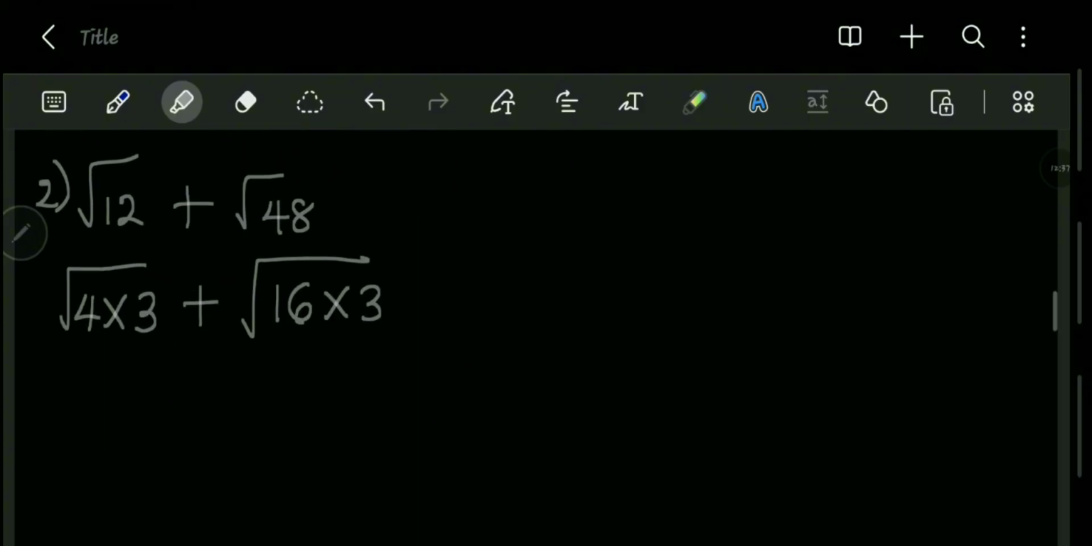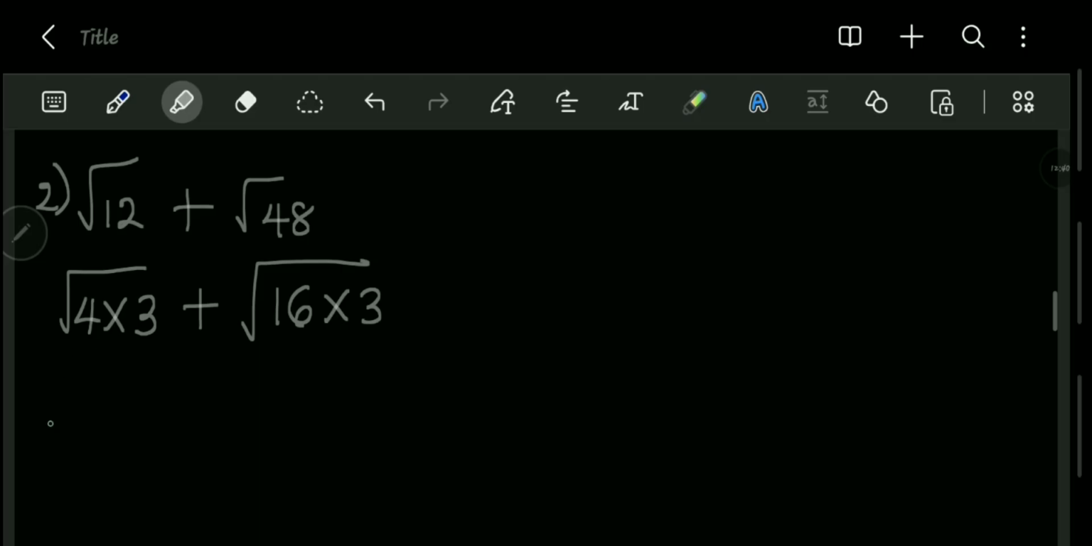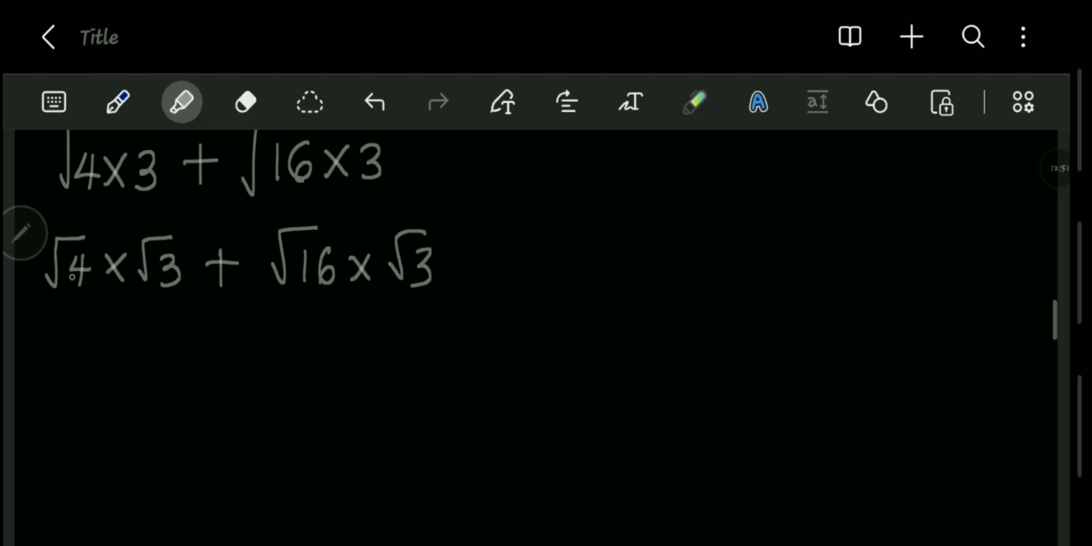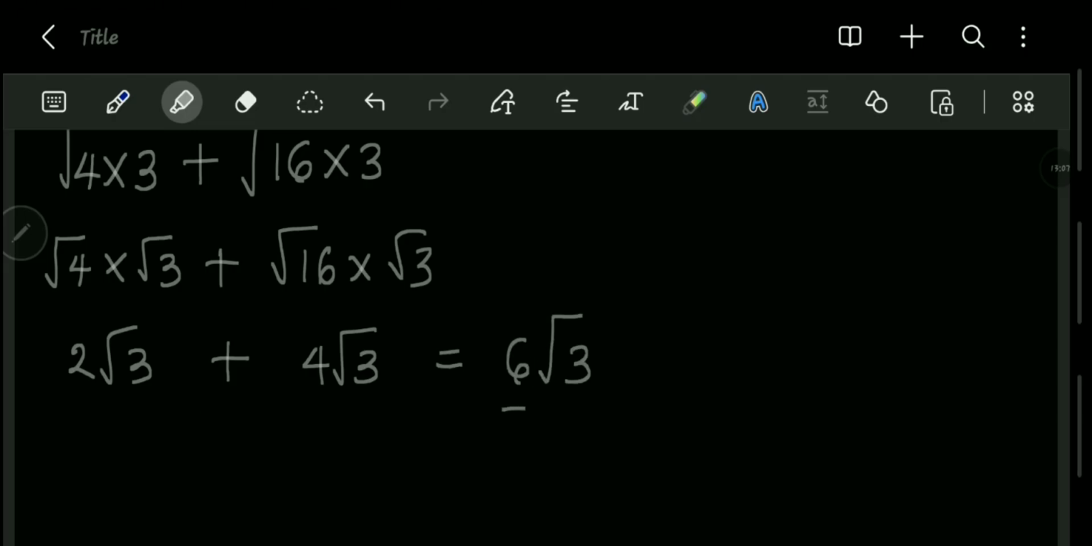So if you separate these using the laws of surd, this is going to be surd 4 times surd 3 plus surd 16 times surd 3. The square root of this is 2. So we have 2 surd 3 plus 4 surd 3. They are like surds, so when you add these two together, you're going to have 6 surd 3 as your final answer.